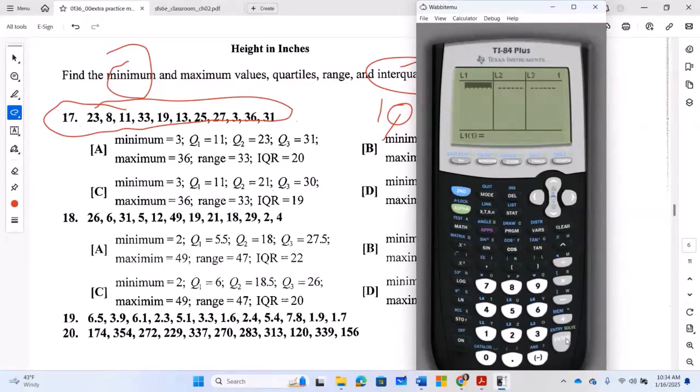The first thing I want to do is put the data in number 17 in my L1. By the way, I like using L1. It's not that you can't use L2. You can use any of the lists from L1 to L6, but I like using L1 as the default. So I'm typing in the data. 23, enter.